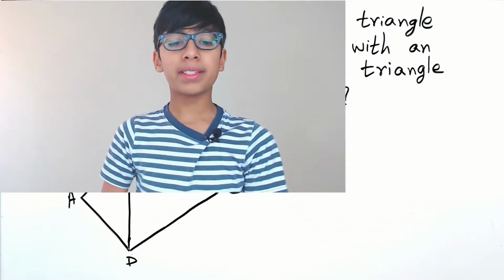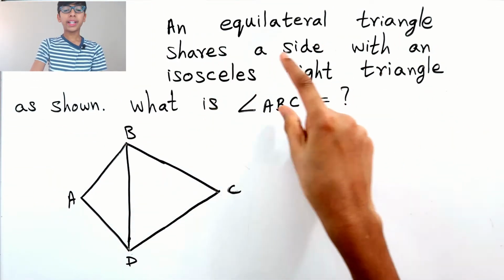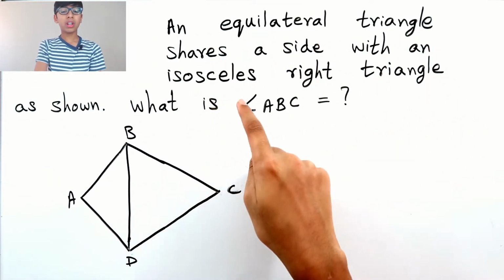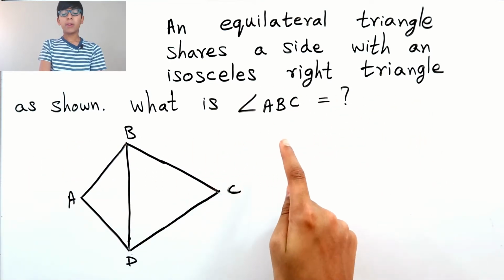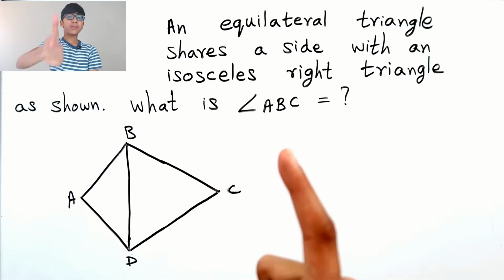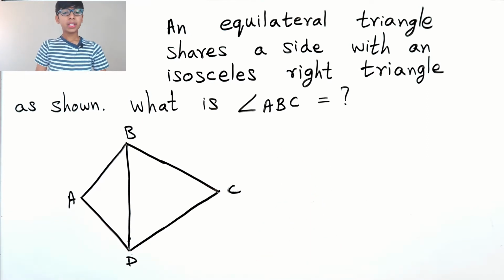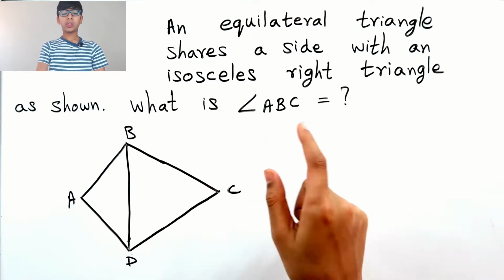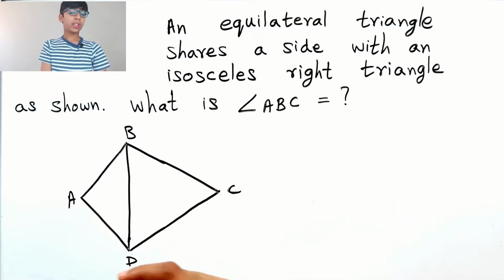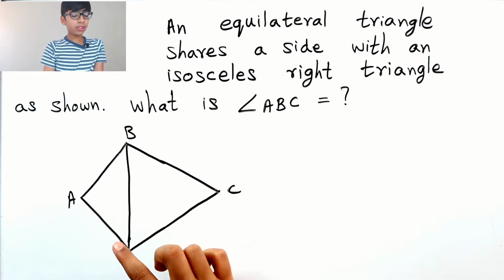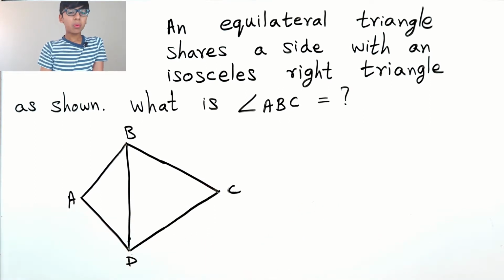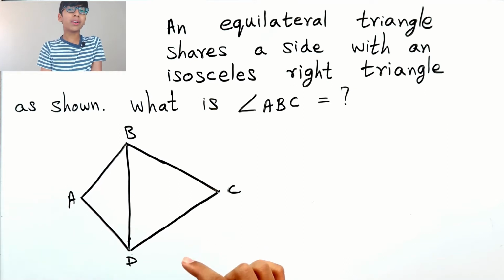So the problem is: an equilateral triangle shares a side with an isosceles right triangle, as shown. What is the angle ABC? Let's find out. An equilateral triangle shares a side with an isosceles right triangle, as shown. If you look here, there are two triangles in this shape. One of these triangles is an isosceles right triangle, and one of them is an equilateral triangle.